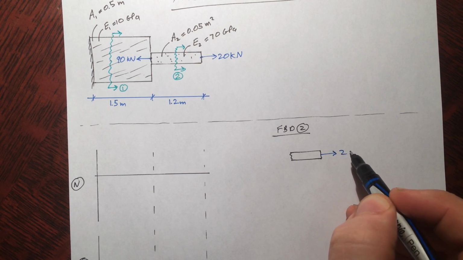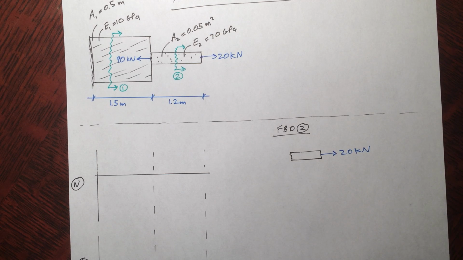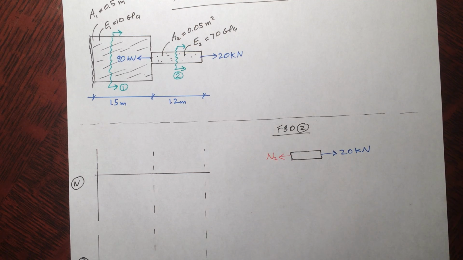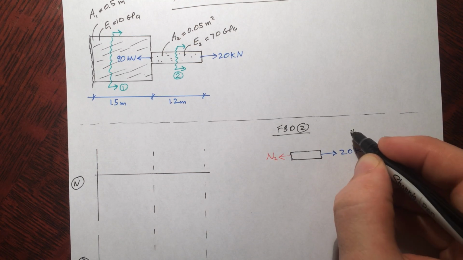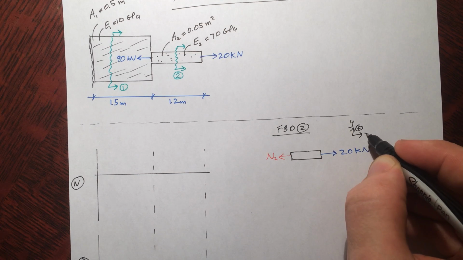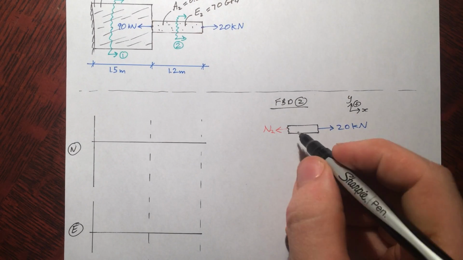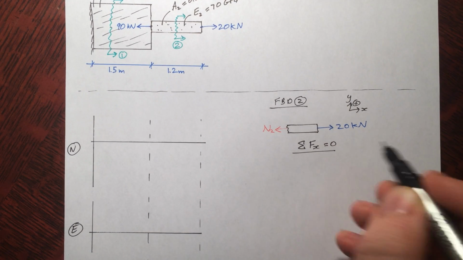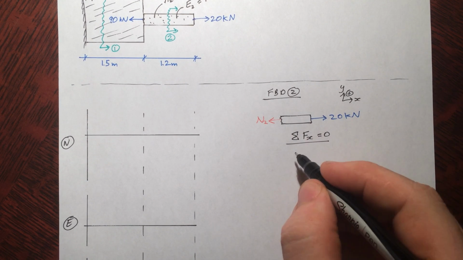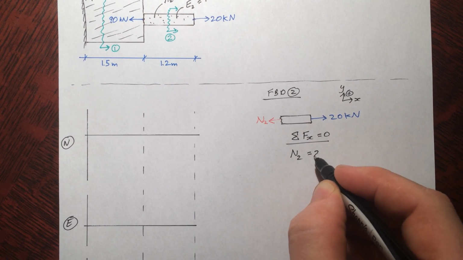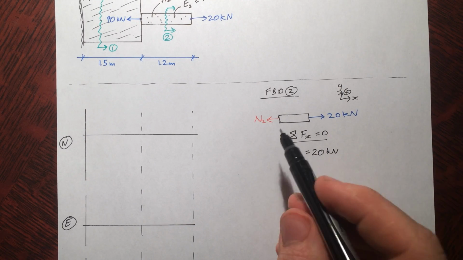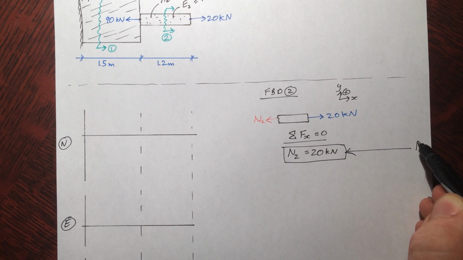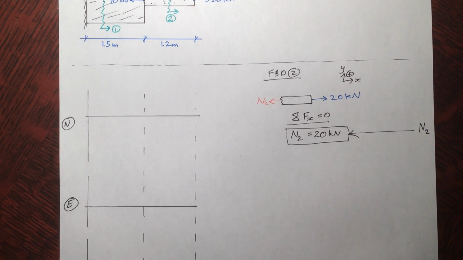And 20 newtons pulls here. And of course we're going to have an internal reaction, N2. Don't forget to label your directions. This makes it clear for somebody who's reading or proofreading your work to know what you mean when you say the sum of the forces in the x equals 0. It's all about process. N2 equals 20 kilonewtons. Box it off. Indicate where you can find it.